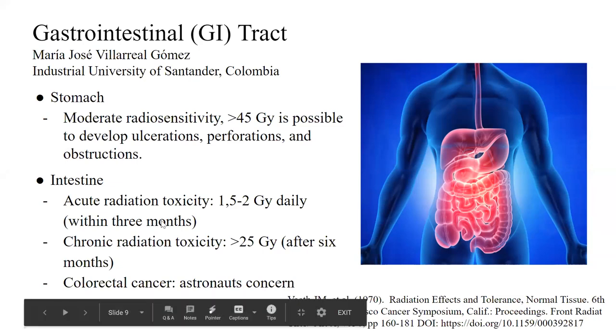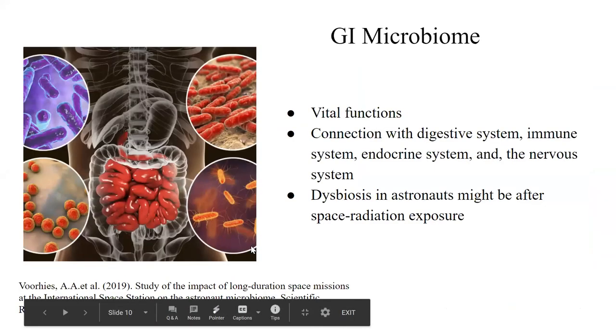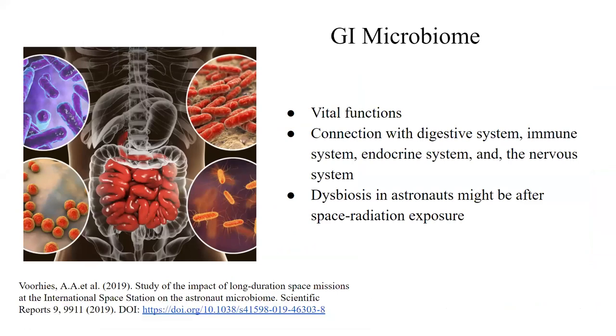And then she looked at the GI microbiome, and the microbiome is basically all of your gut bacteria that are there to take up space and nutrients so that dangerous bacteria can't get in. And this GI microbiome has been seen to be disrupted and imbalanced in astronauts following exposure to radiation. So this again opens them up vulnerable to infection.